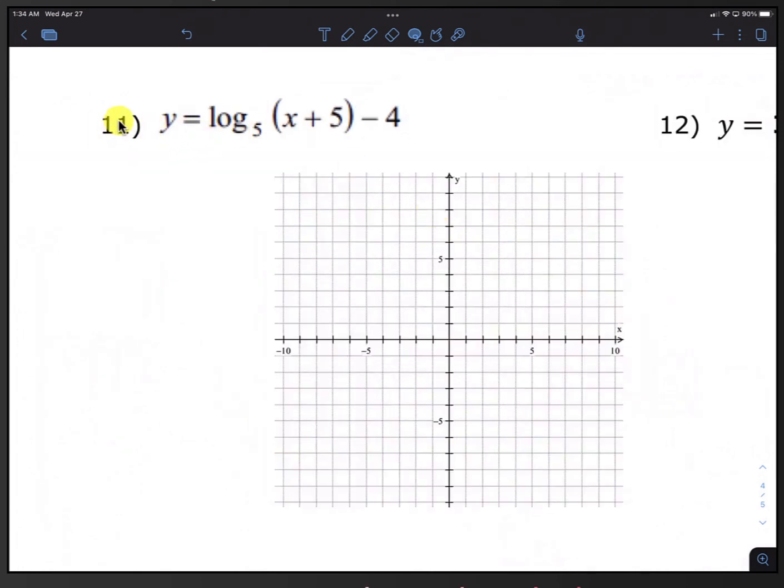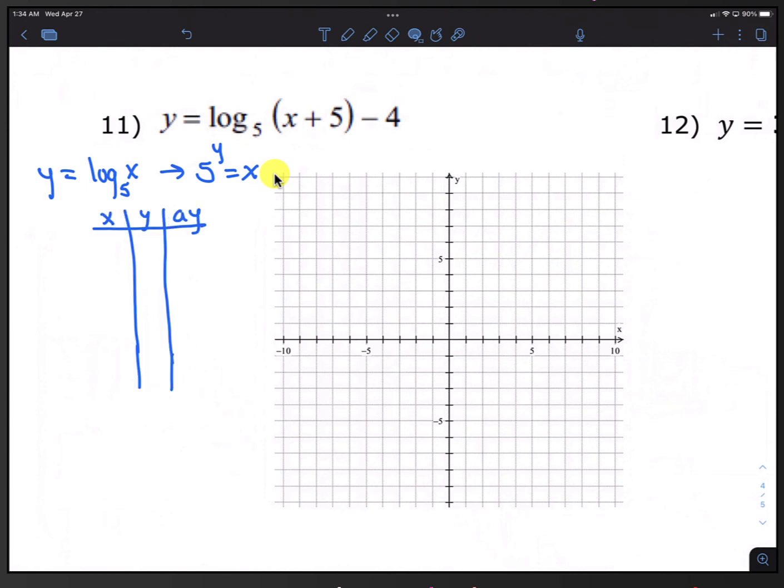All right, ladies and gentlemen, here's number 11. And we have log base 5 of x plus 5 minus 4. The parent curve is just going to be y equals log base 5 of x. We'll convert that to an exponent. So that's 5 to the y equals x. We're going to create a table. And we're going to choose our y values first. And that's going to be from negative 3 to 3.